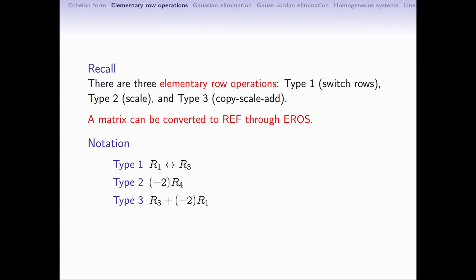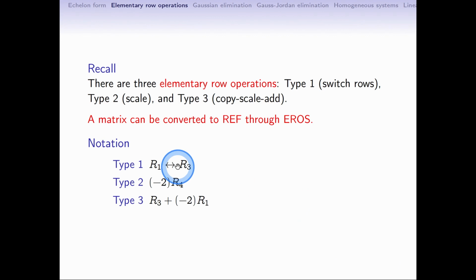Now, the important thing to know is that a matrix can be converted to row echelon form through a sequence of elementary row operations. All right, so a matrix can be converted to row echelon form simply by following a recipe consisting of elementary row operations. Now, we're going to want to keep track of our row operations as we convert our matrix to row echelon form. So we're going to need some notation to help us keep track of our steps along the way. So let's take a look at some notation that we would use for a type 1, a type 2, and a type 3 operation.